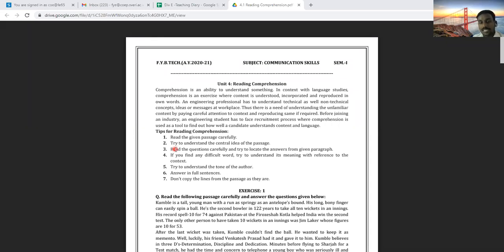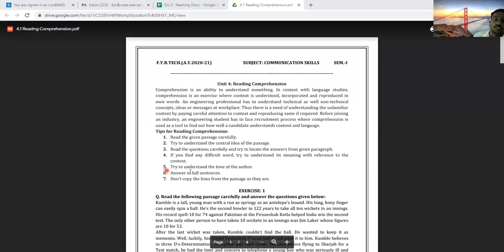Try to understand the central idea of the passage. So central idea means what? What is the writer trying to convey? And what is this passage about? That is nothing but the central idea of the passage. Then next, number 3, read the questions carefully and try to locate the answers from the given paragraph. So after reading is done, you go to the questions. Read the questions carefully and then try to find out the answers of those questions from the passage.